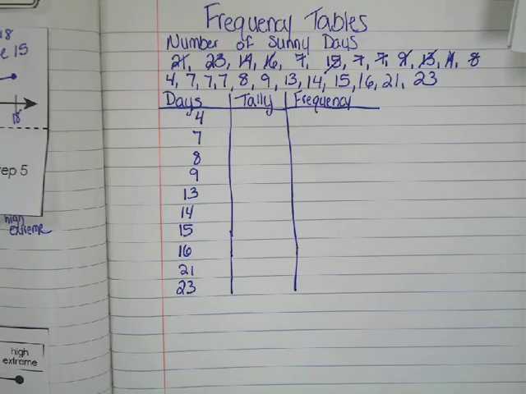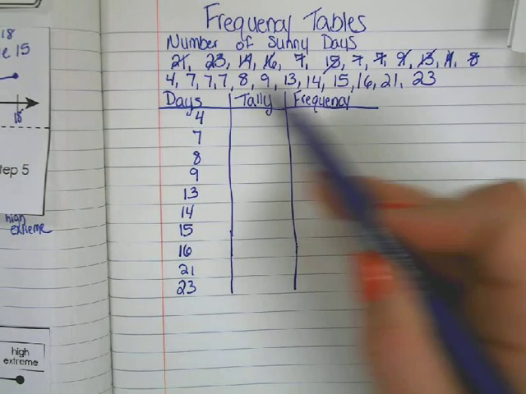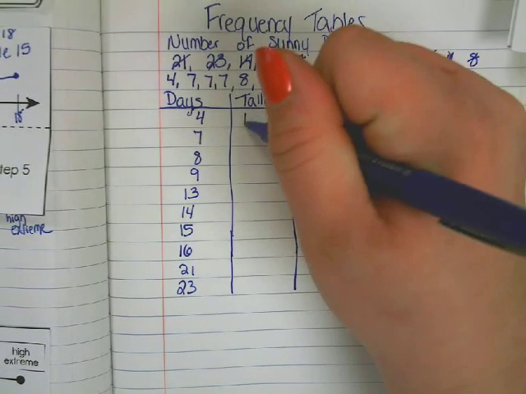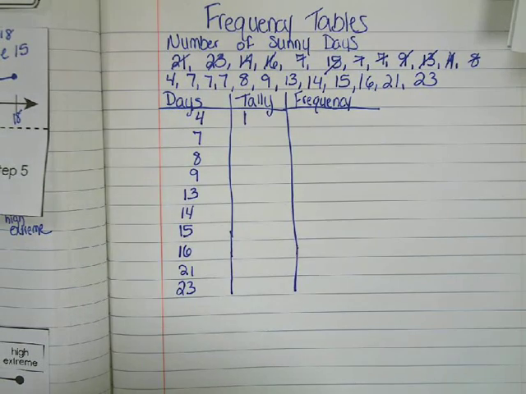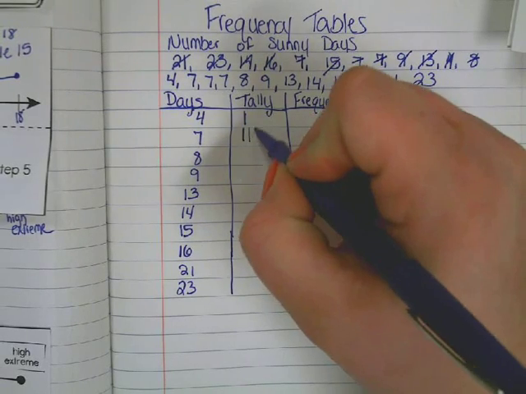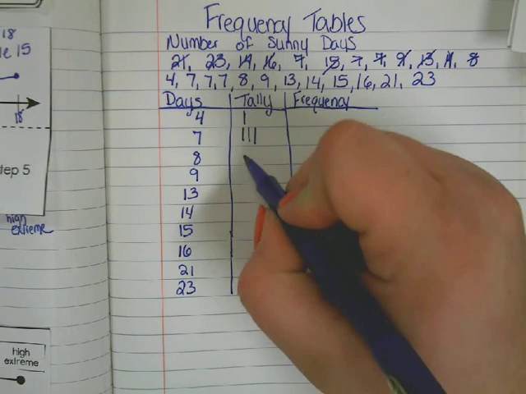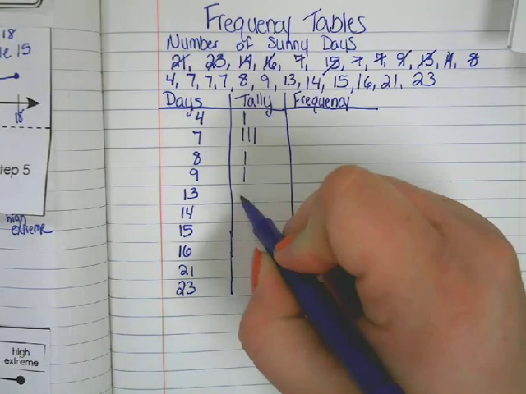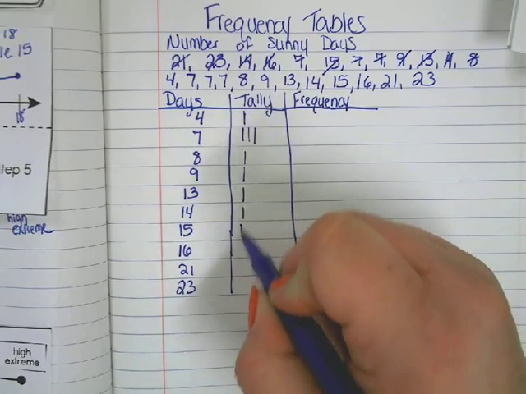So then when I do the tally part of it, we use tally marks. When I look, how many 4s are in my list? 1. So I'm going to make 1 tally. How many 7s? 3. So I'm going to make 3 lines. How many 8s? 1. How many 9s? 1. How many 13s? 1. How many 14s? 1. How many 15s? 1. How many 16s? How many 21s? 1. How many 23s?